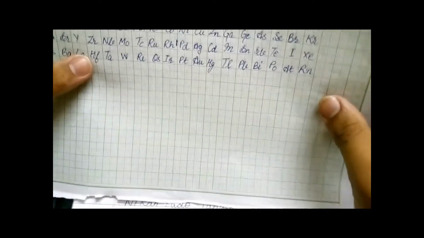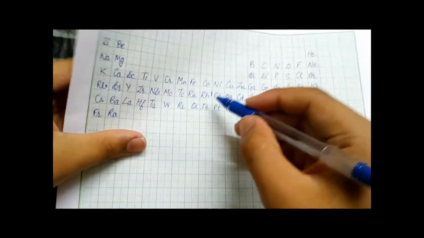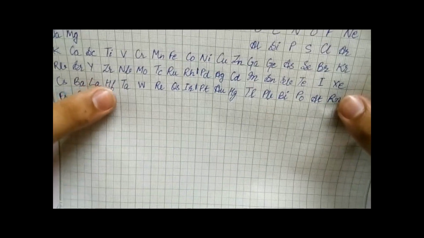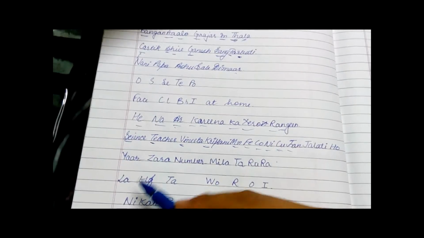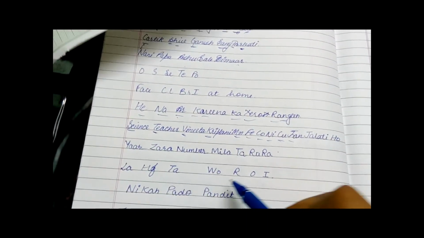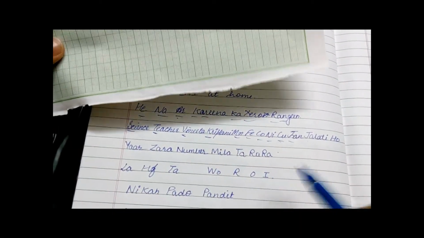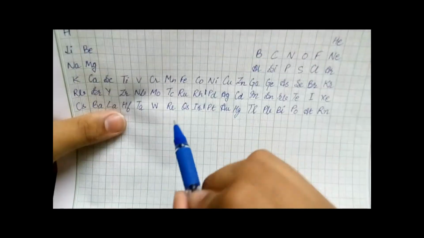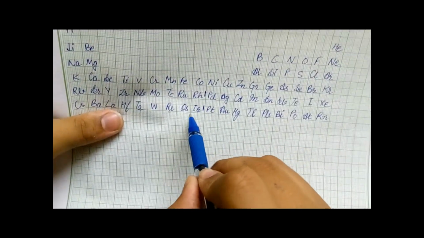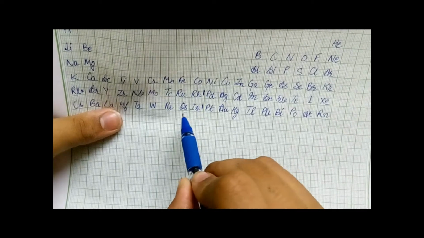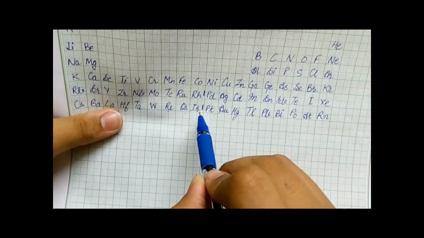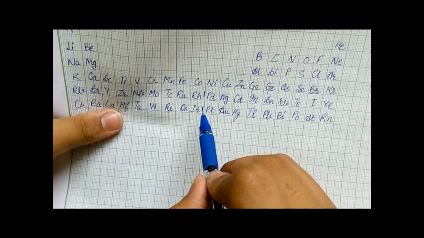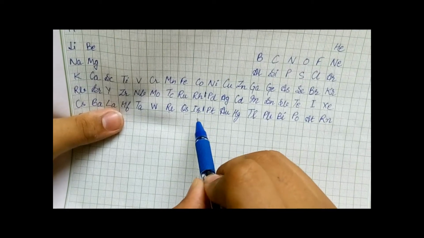Now let us talk about the last period. We will take this period also till here first, and till here this is the lanthanum, which is a separate group. La hafta wo roi. We have written it separately because REOS and IR, which represent rhenium, osmium and iridium, are separate elements, and we can remember them in this way.